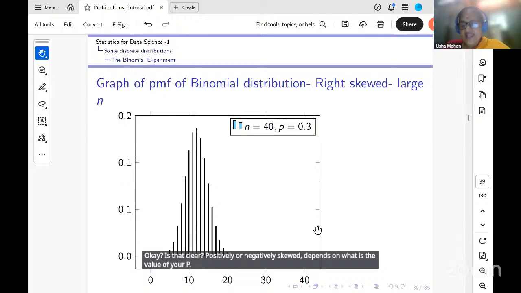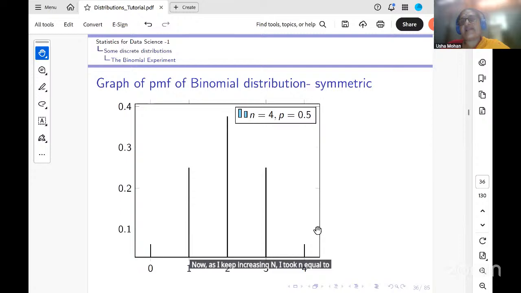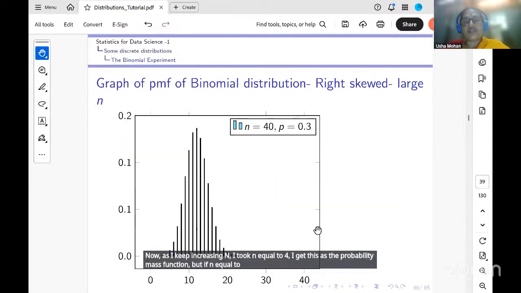Now, as I keep increasing n, I took n equal to 4 and I get this as the probability mass function. But if n equal to 40 and P equal to 0.3, you see it is almost looking symmetric, but it is shifted towards the left. Can you see that?